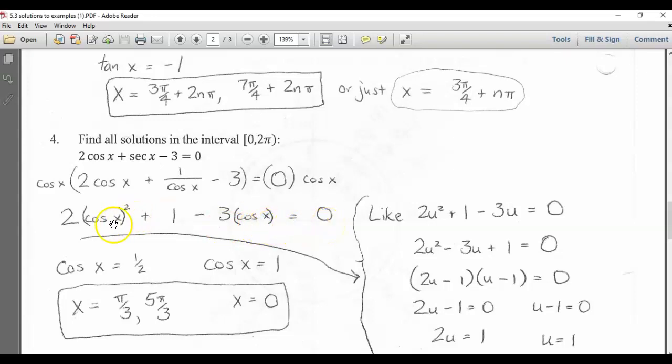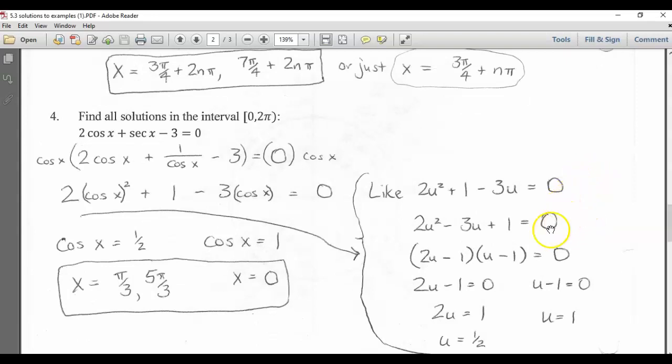equals 0. Now, since this involves the cosine of x squared and also the cosine of x, it's like a quadratic equation where the variable is cosine of x. If we wanted to make it really look like a quadratic equation, we could substitute in and let u stand for the cosine of x. And then it would be 2u squared plus 1 minus 3u equals 0. So if you go ahead and solve that quadratic equation, it turns out that u is equal to either 1/2 or 1. But remember, u is really the cosine of x in disguise. So cosine of x equals 1/2 or cosine of x equals 1.